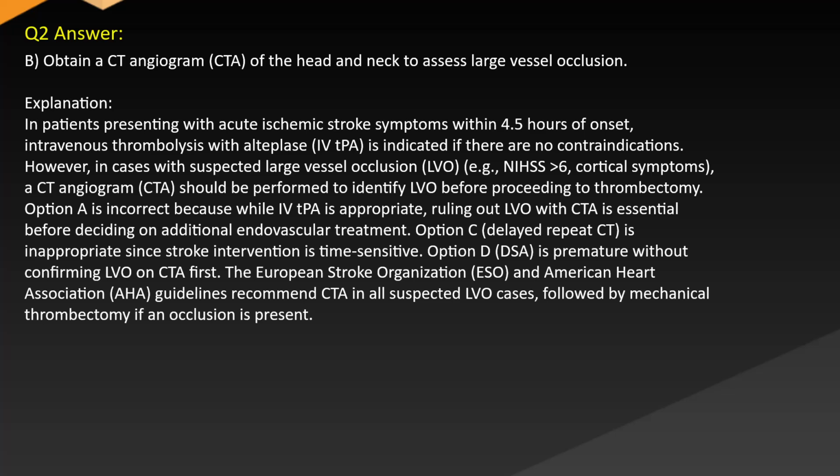Option A is incorrect because tPA alone is not sufficient. Ruling out LVO with CTA is essential before deciding on additional endovascular treatment. Option C, delayed repeat CT, is inappropriate since stroke intervention is time sensitive. Option D, DSA, is premature without confirming LVO on CTA first. The European Stroke Organization (ESO) and American Heart Association (AHA) guidelines recommend CTA in all suspected LVO cases, followed by mechanical thrombectomy if an occlusion is present.